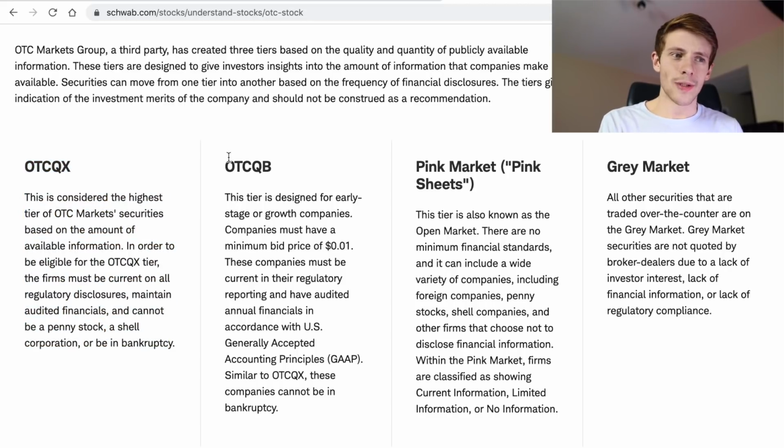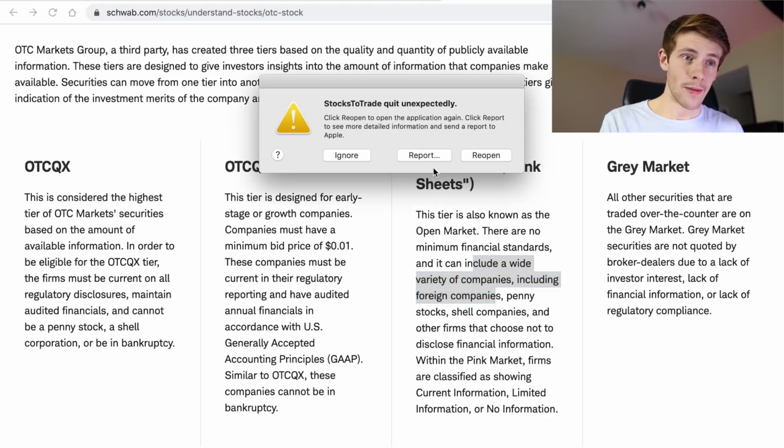The next one down is OTCQB, and this is designed, again, for early stage or growth companies. They have to have a minimum bid price of 1 penny. So stocks can actually trade for less than that. They have to meet some of these standards. The next level below that is pink market. These are pink sheets, and there are no minimum financial standards, and it can include a wide variety of companies, etc. So pink sheets are more dangerous than OTCQB.